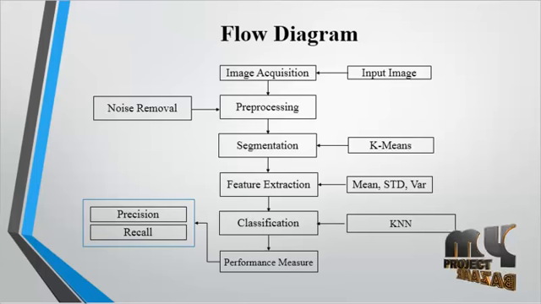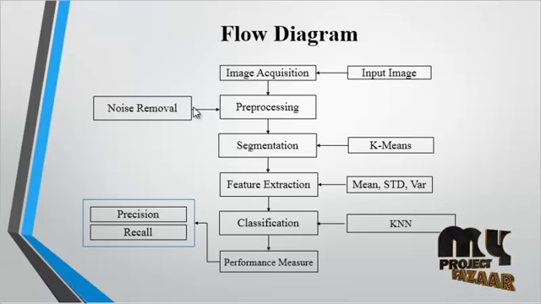Now we discuss the flow diagram for the process. At first, the input image is taken from the dataset. After taking the input image from the dataset, pre-processing is carried out. In this pre-processing, we have to remove the noise from the image. So here we use the noise removal technique, the Gaussian filter method.